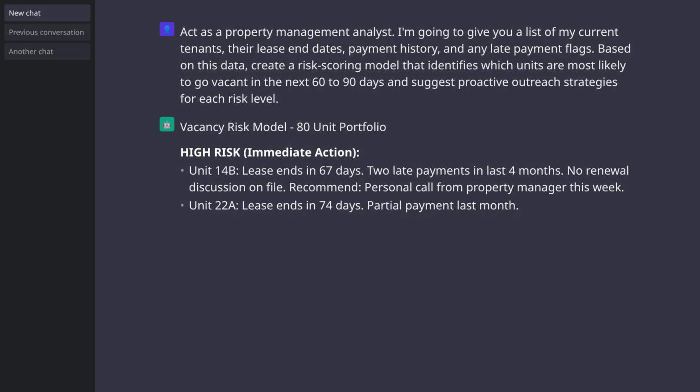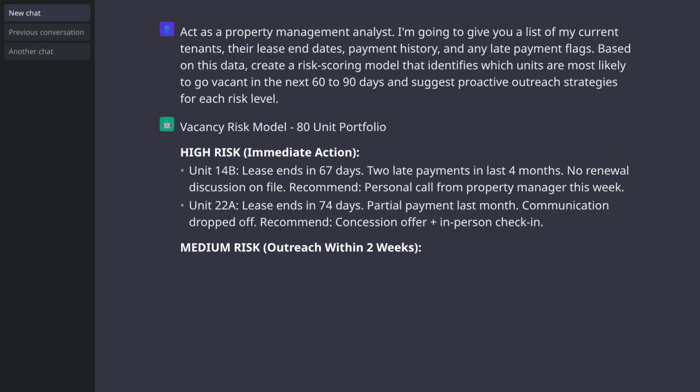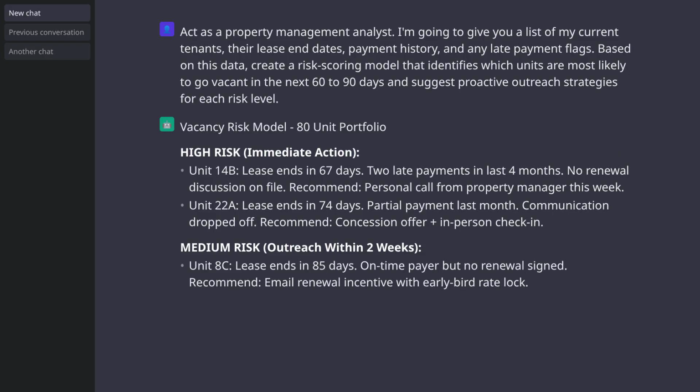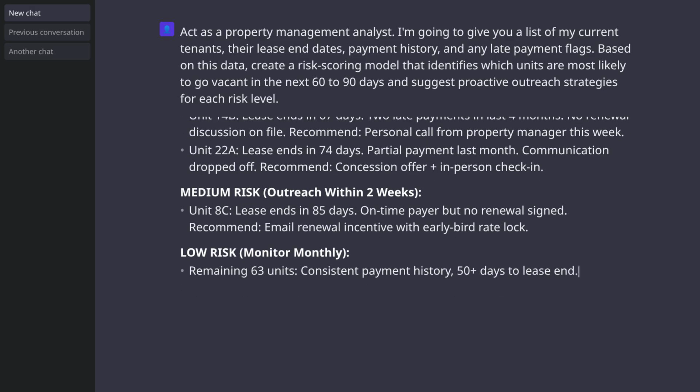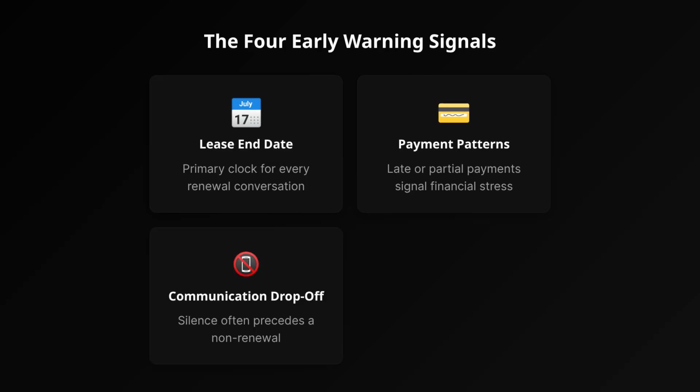They pasted their tenant list, lease end dates, and payment history directly into the chat. What came back was a prioritized list of leases most likely to go vacant in the next 60 to 90 days, plus a suggested outreach strategy for each risk tier. This is not a permanent solution, but it is a fast way to start thinking predictively and get your team aligned on what data actually matters.